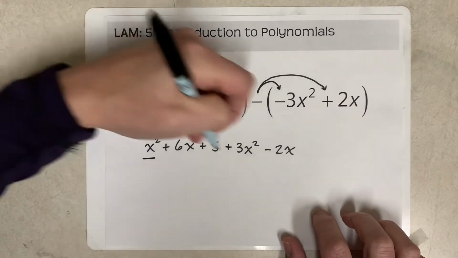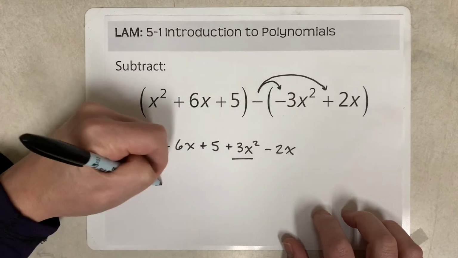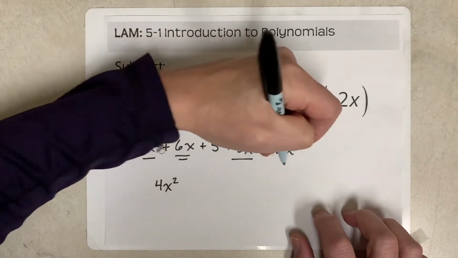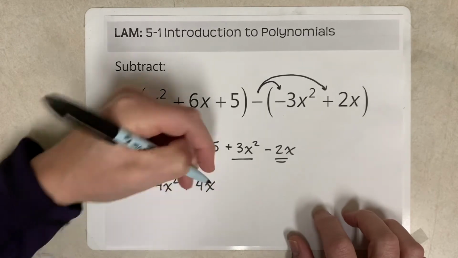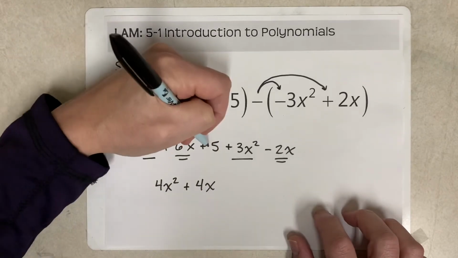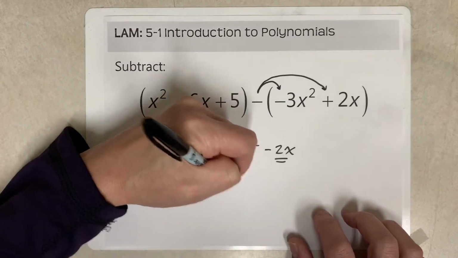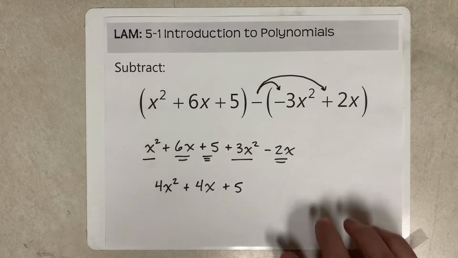Okay, so now we're going to combine some like terms. X squared and 3x squared make 4x squared. 6x and negative 2x make a positive 4x. And a positive 5 is just going to be all by itself because there's no other constant for it. And it looks like that's it for that one.